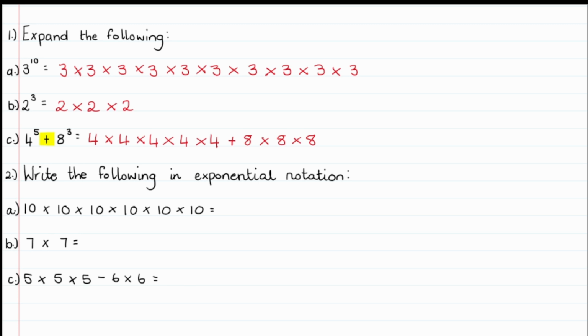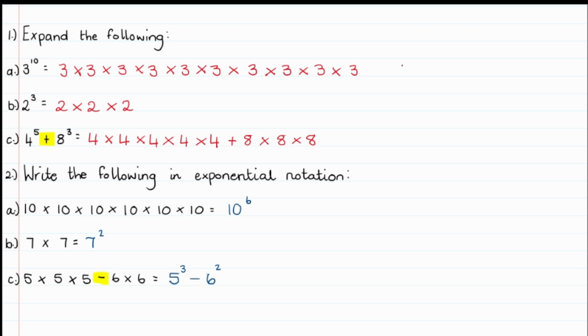Well, for question A, I can see that my base is 10 and there are 6 10s being multiplied together. Therefore, my answer in exponential form is 10 to the power of 6. For question B, I have a base of 7 and I have 2 7s being multiplied together, so my answer is 7 squared. For question C, I have 2 bases. I have the number 5 and the number 6. There are 3 5s and 2 6s. So in exponential notation, this would read 5 cubed minus 6 squared.